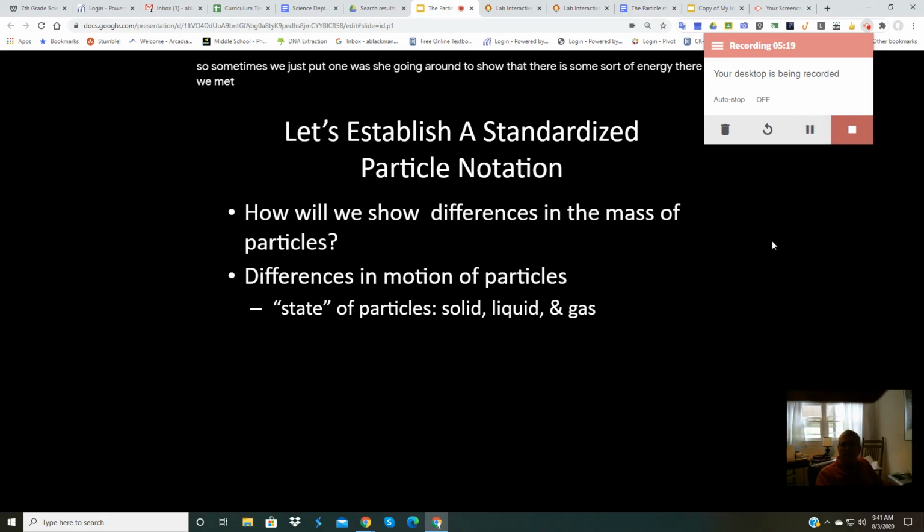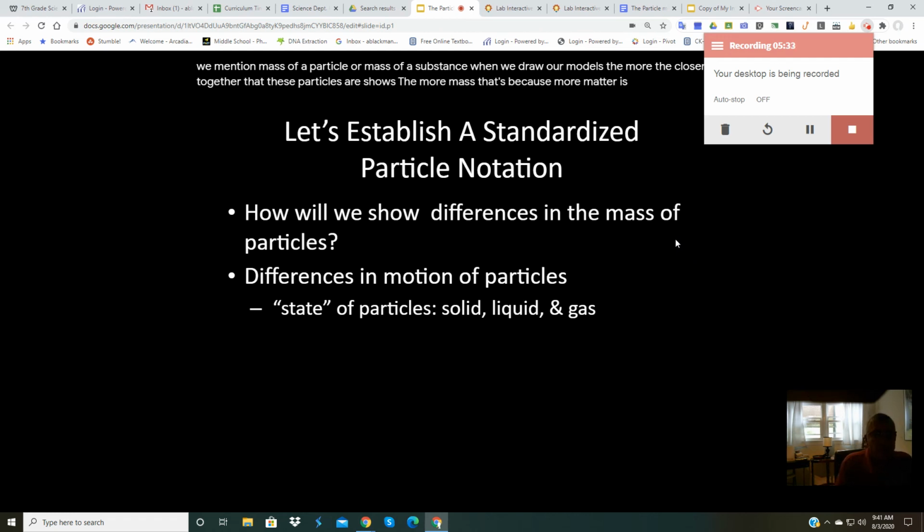If we mention mass of a particle or mass of a substance, when we draw our models, the closer together that these particles are, shows the more mass. That's because more matter is crammed into a tighter space.